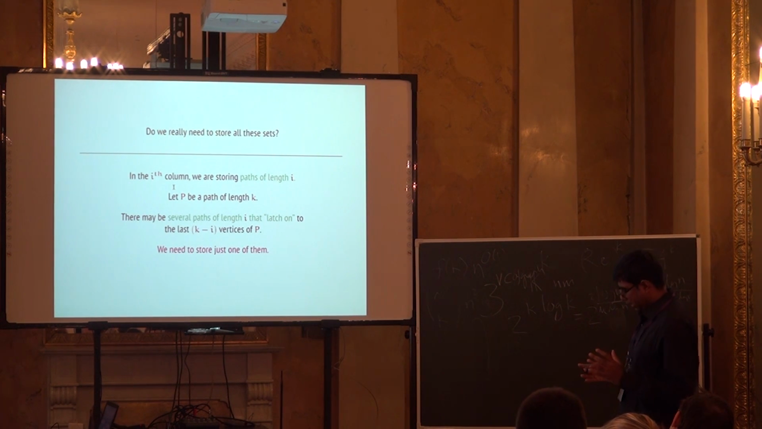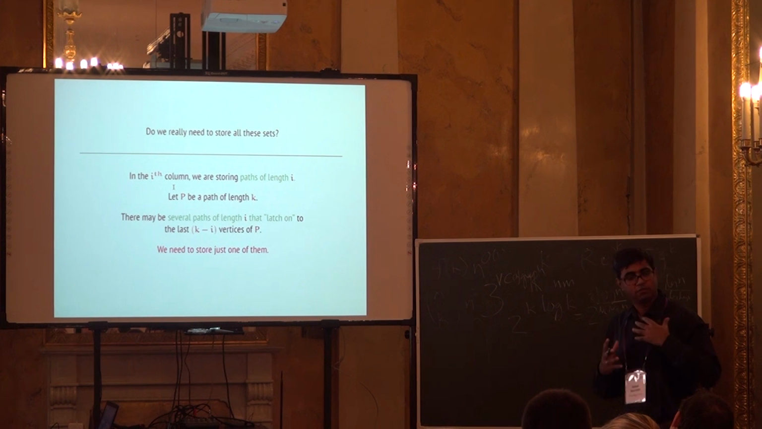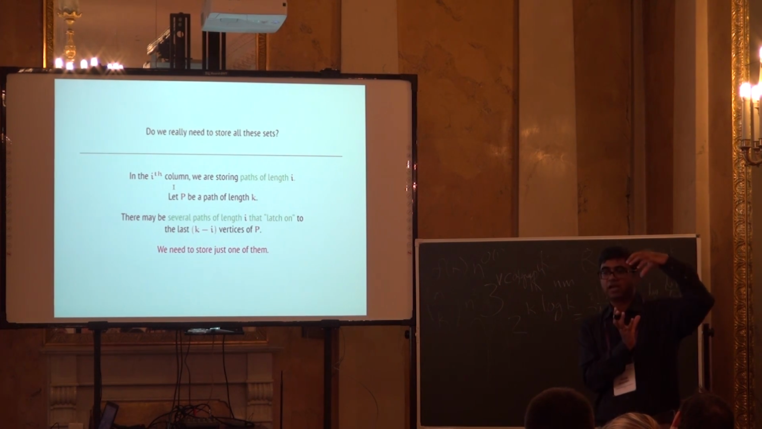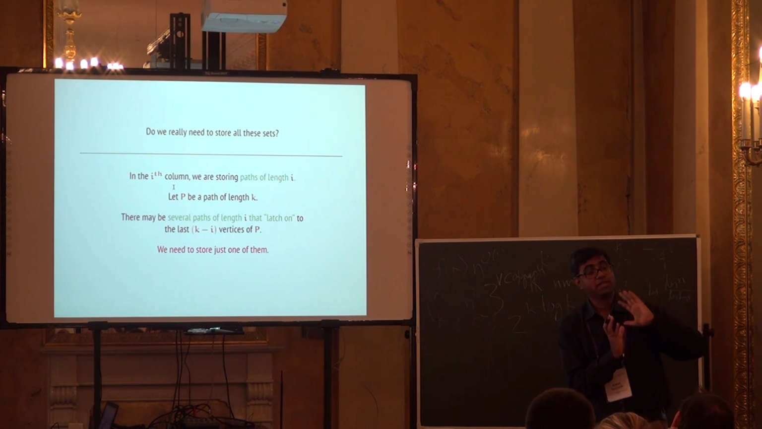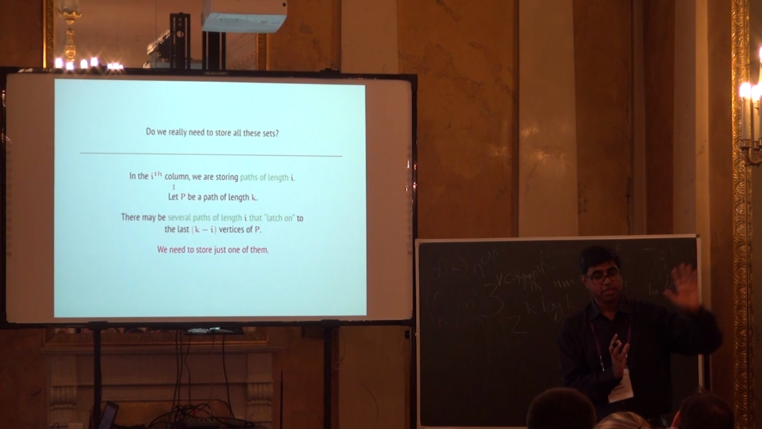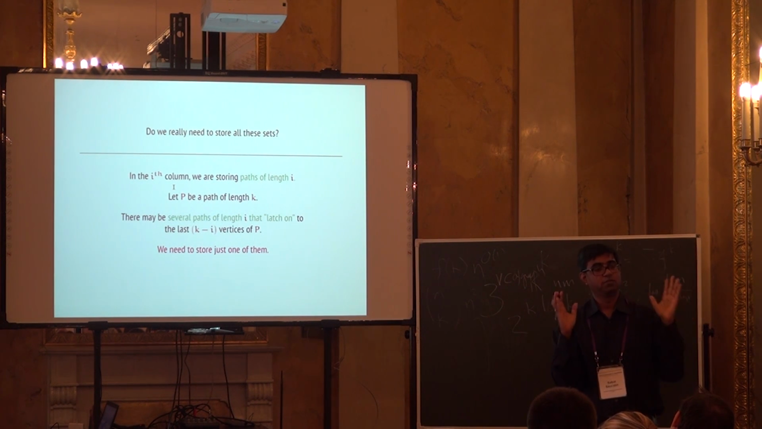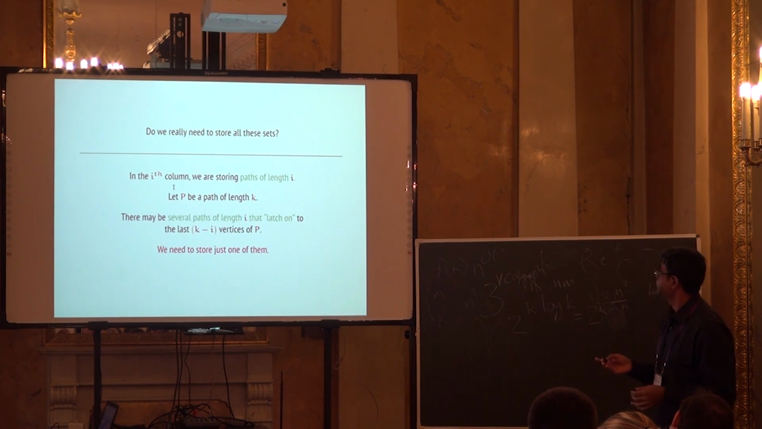Our whole objective is this: currently we're storing lots of paths, partial solutions. We want to store as few as possible without losing any path. If the instance was a yes instance, we would like to maintain it as a yes instance. We do not want to lose any paths.